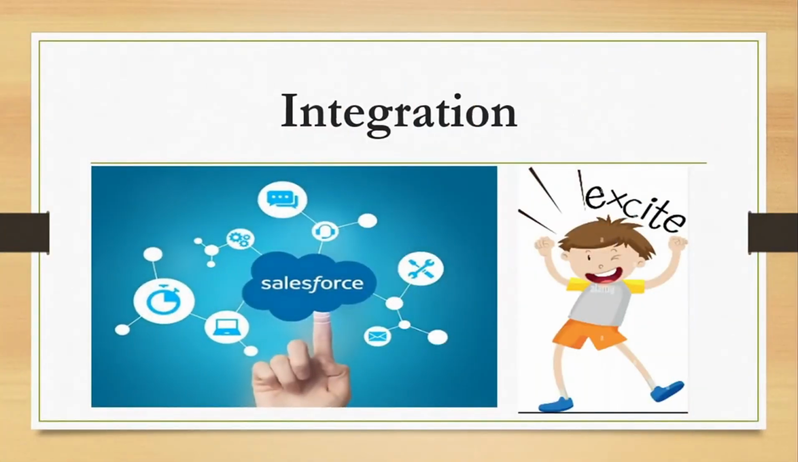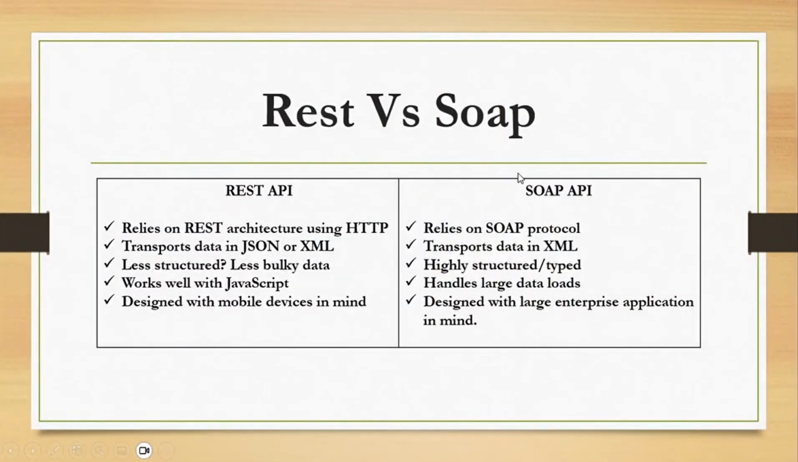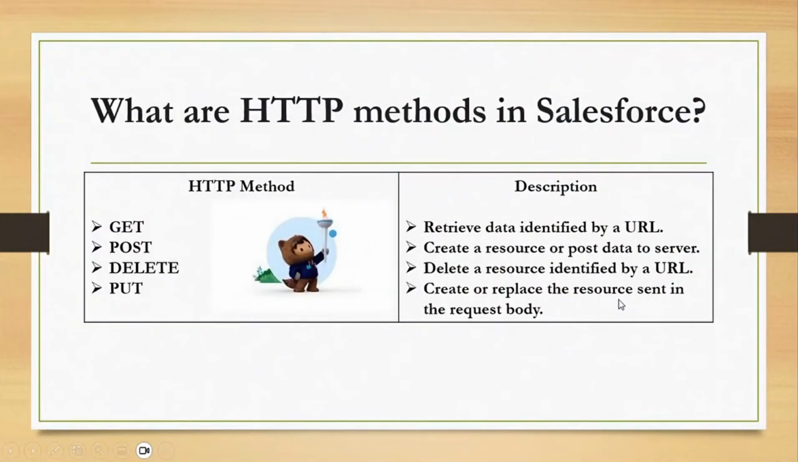Integration in Salesforce: REST versus SOAP API. REST API relies on REST architecture using HTTP, and SOAP API relies on the SOAP protocol. REST transports data in JSON and XML, and SOAP API transports data only in XML. REST has less structure and less bulky data, and SOAP API is highly structured and typed. REST works well with JavaScript, and SOAP API handles large data loads. REST is designed with mobile devices in mind, and SOAP with large enterprise applications in mind.